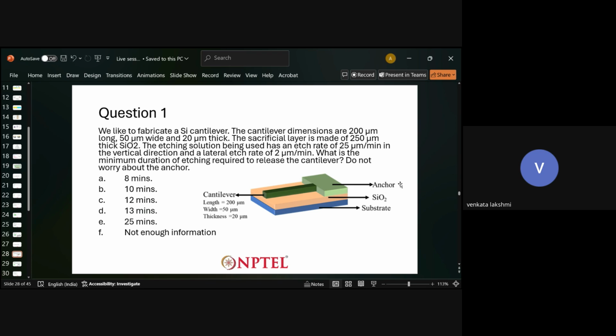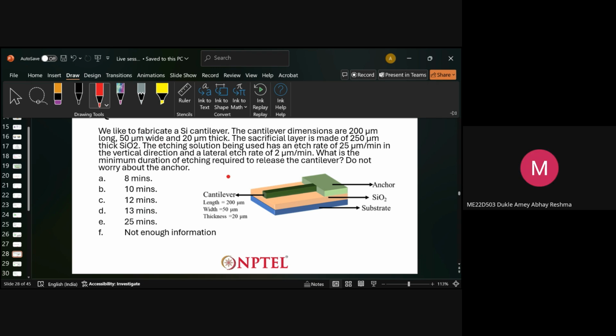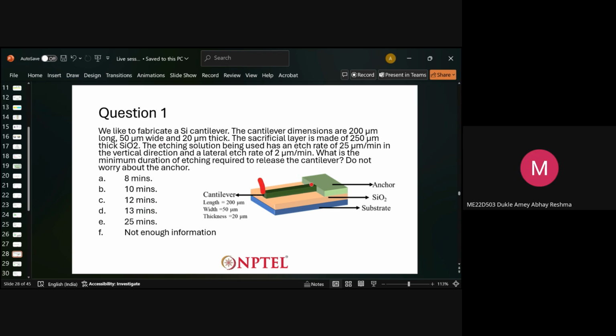So now here, the thickness, let us assume that is the vertical direction. Thickness is 20 micrometers, and the length is 200 micrometers. I'll just draw it out. So this is 200, the width, so basically this direction, is 50, and this height is 20.